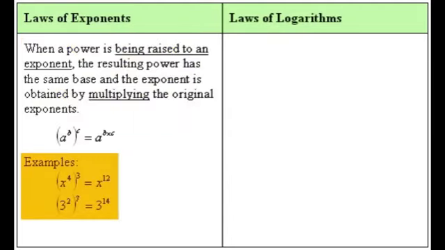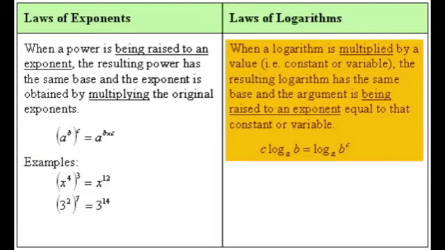So if we had x to the 4, which is then cubed, that would give us x to the 12. And if we had 3 squared, which is then raised to the 7, it would give us 3 raised to the 14. Now let's look at the corresponding law of logs.